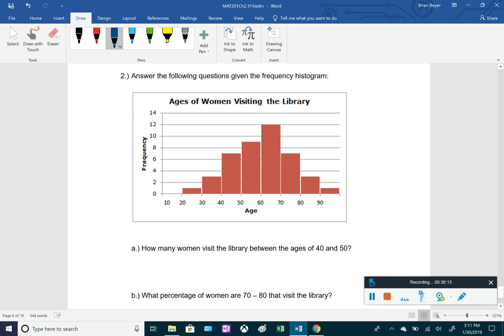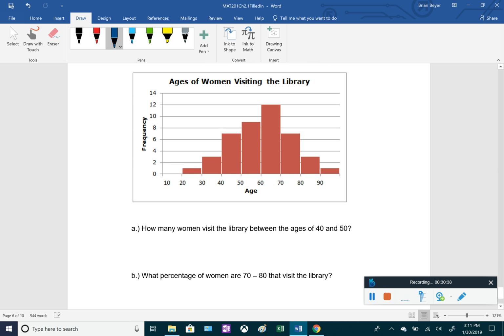And let's answer some questions given this frequency histogram. We have a histogram, and the data is the ages of women visiting the library. You can see that this one's not labeled with class boundaries, and the bars are not exactly connecting, but it's close enough for an example's sake. We have the age of the women on the horizontal axis and frequency on the vertical axis. Let's answer these questions down here.